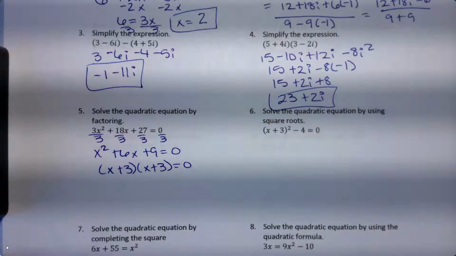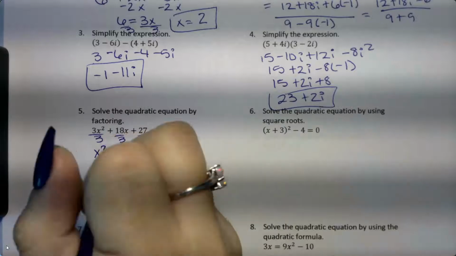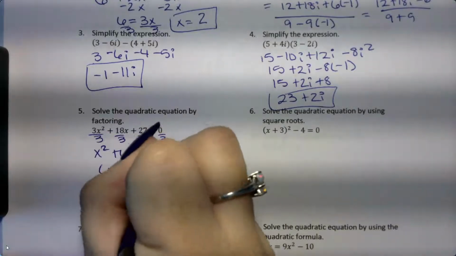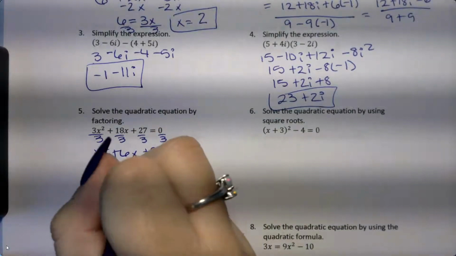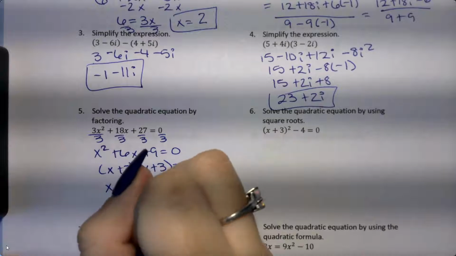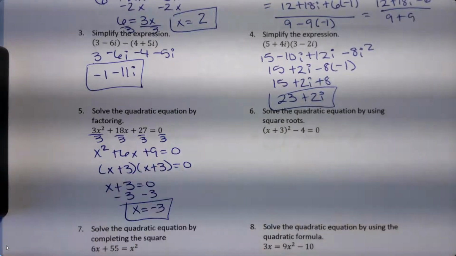So then I write my factors like that. Then using my zero product property, I'm going to take each of my factors and set equal to 0. Because they're the same, I'm only going to take one. So I have x plus 3 equals 0. Then I want to subtract 3 on both sides. I get x equals negative 3.